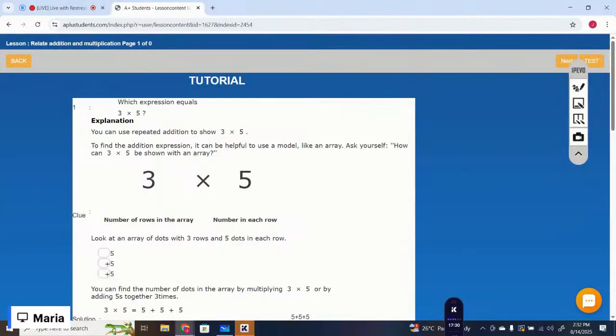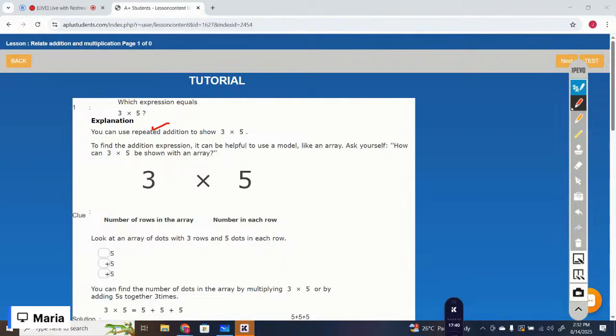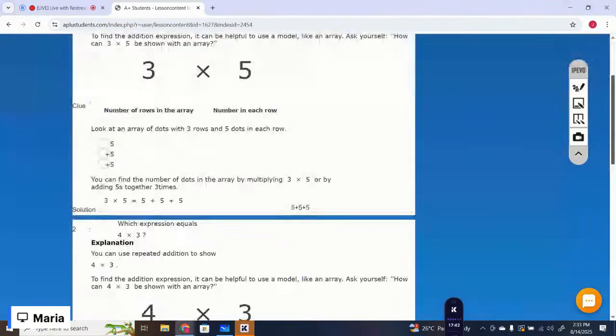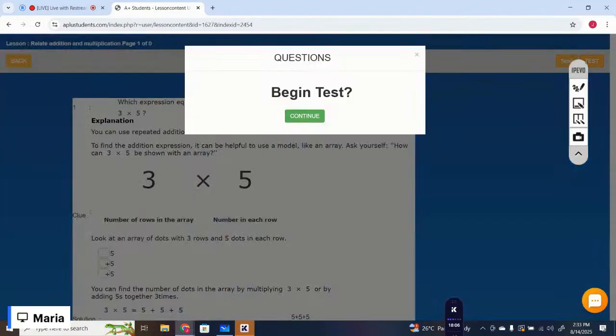Which expression equals 3 times 5? So 3 times 5 means you are adding 5 three times, or 3 five times. That is 5 plus 5 plus 5. Let's just start with the test questions.